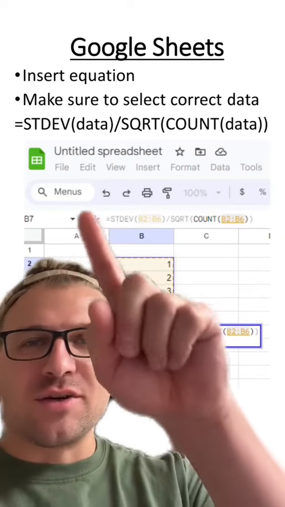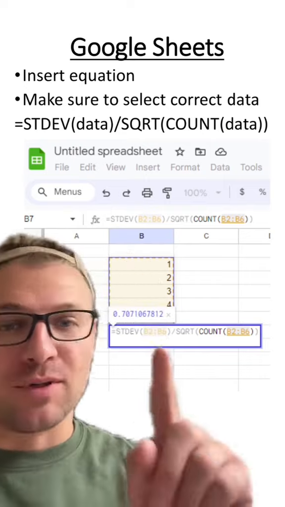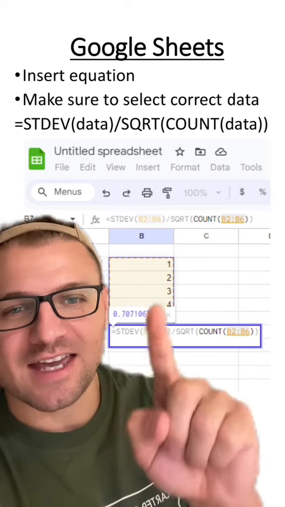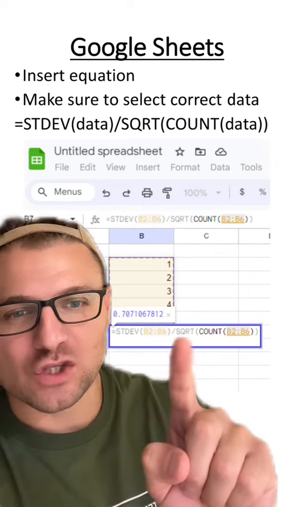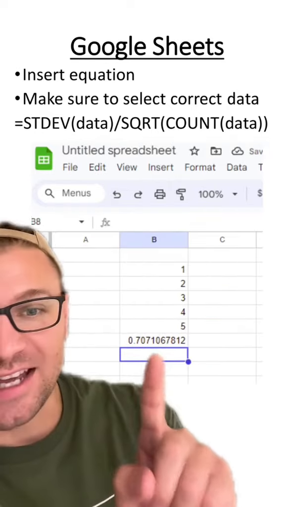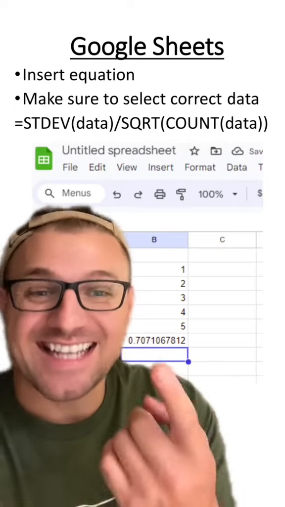The next thing you're going to do is insert this equation into the box below your data. You can see I placed my equation here: equals STDEV, and then I selected the data, close the parentheses, divided by the square root of the count of the data again. And then once I click enter, that's going to be my standard error of the mean. And you didn't have to do any math to calculate this.